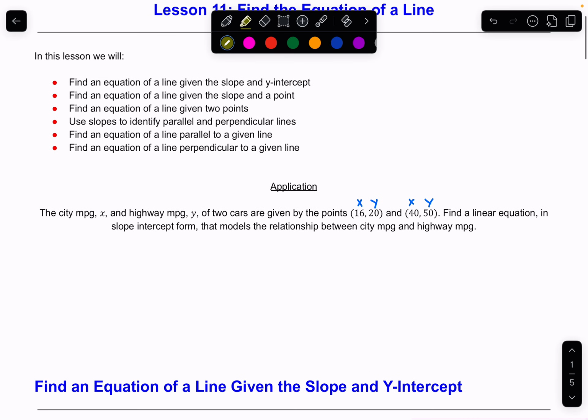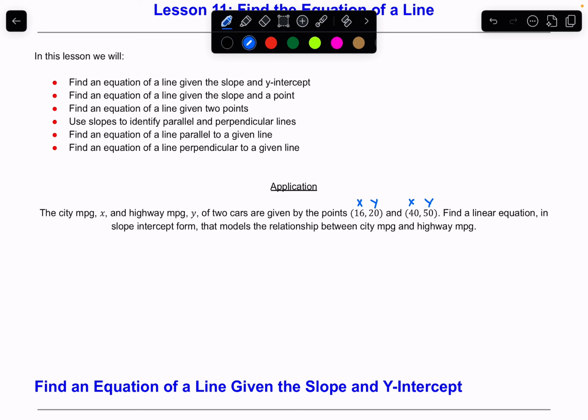Okay, and we are going to now relate the city miles per gallon and highway miles per gallon of two cars. So we were given two coordinates, (16, 20) and (40, 50). We want to find a linear equation that models this relationship. So we want to find a line that goes through these two points.